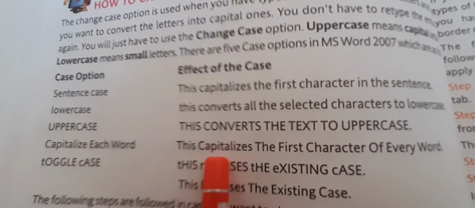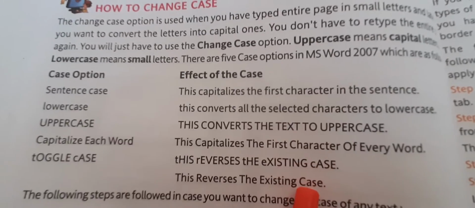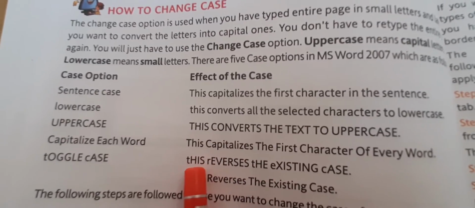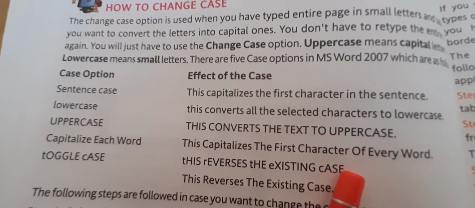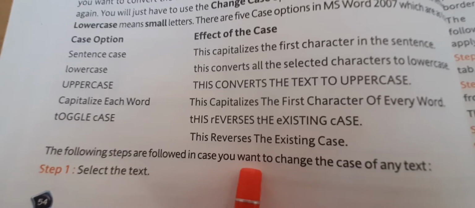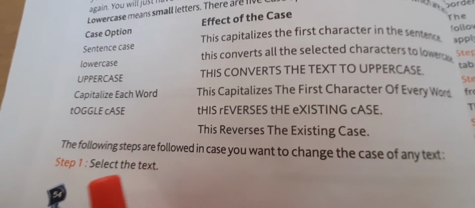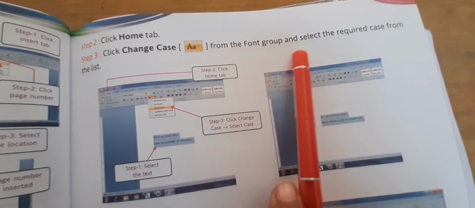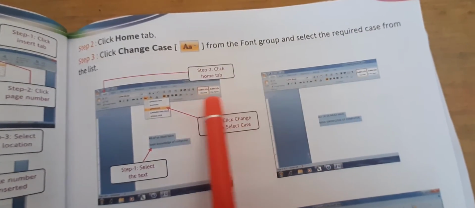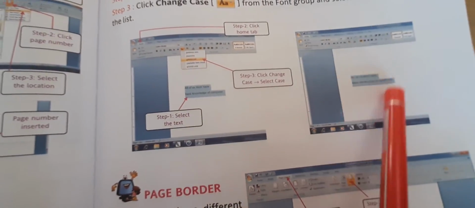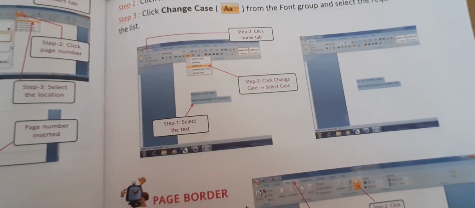Then toggle case. This reverses the existing case, means whatever the existing case is, it will reverse. Here the first letter is capitalized, here leaving the first letter all the letters are capitalized. Fine, so this is toggle case. The following steps are followed in case you want to change the case of any text. First you will select the text, then you will click on the Home tab, click Change Case from the Font group and select the required case from the list. Means whichever case you want you will select from here. Fine, and then you can see the effect in this picture or in the text that you have written.